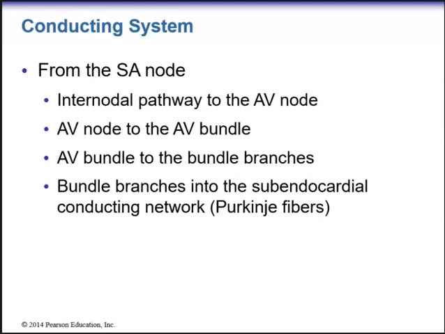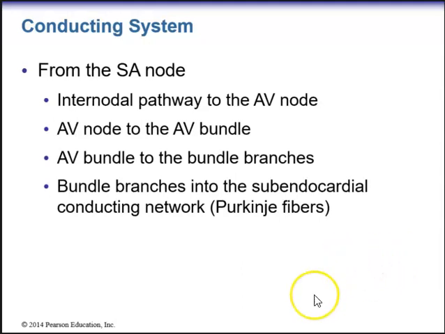Now, why does it do that? This arrangement will ensure that contraction of the ventricles will begin at the apex of the heart and travel superiorly, so that as the ventricles contract from the apex going superiorly, ventricular blood will be ejected superiorly into the great arteries, namely the pulmonary trunk on the right and the aorta on the left.